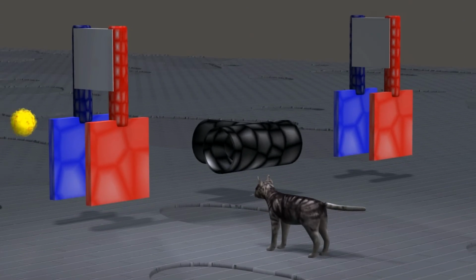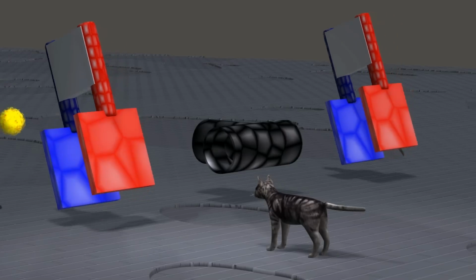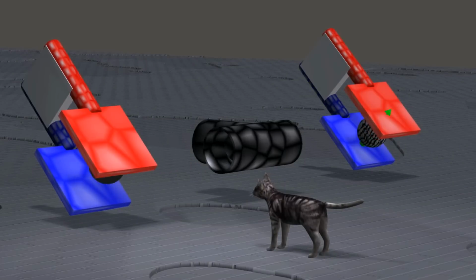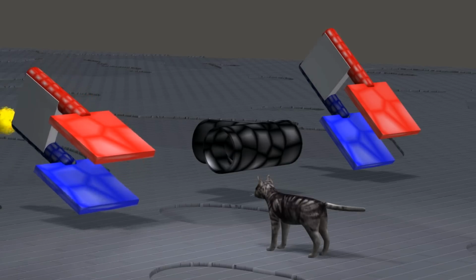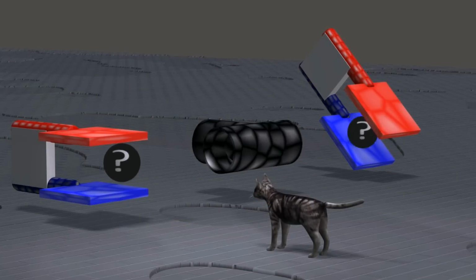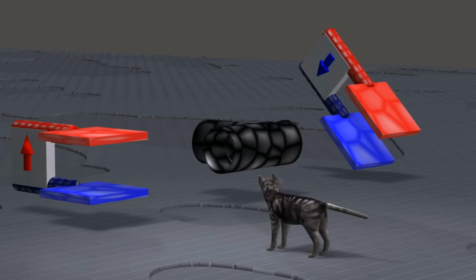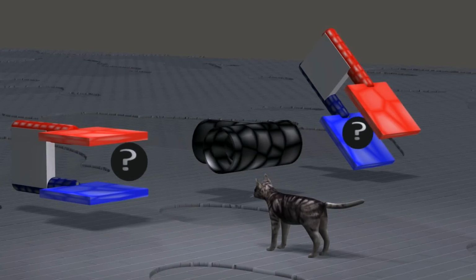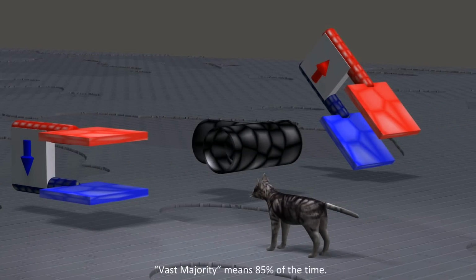If the two detectors are aligned in the same direction, then when the spin of one particle is measured to be towards the red plate, the spin of its partner is always measured to be towards the blue plate. This is true 100% of the time. This is still true the vast majority of the time, even if we offset the detectors by 45 degrees. We know this based on experiment.